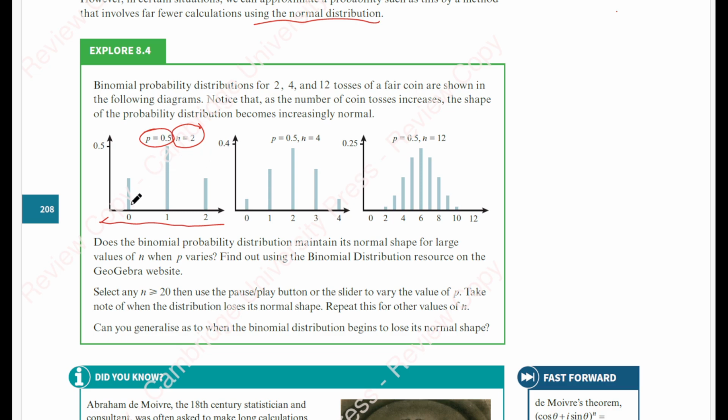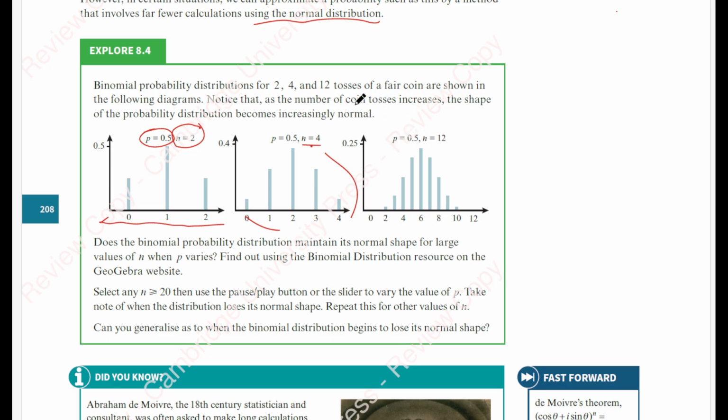And then you have the distribution. You can see that the probability is 0.25 for 0 heads, 0.5 for 1 head, and 0.25 for 2 heads. You can calculate it easily. But as soon as you make the number of trials larger, then you will see the following kind of thing. And as you increase that, you will see the following thing.